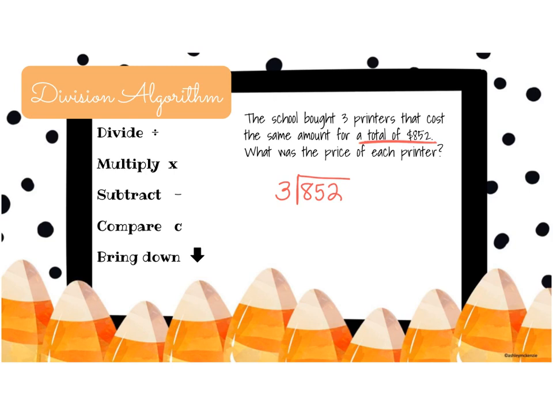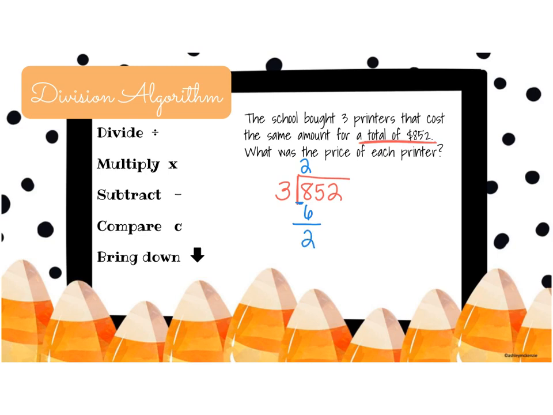Okay, so when I do something like this, I want to start one digit at a time. So I'm going to start with 3 into 8. Can 3 divide into 8? 2 times. So I put a 2 up there. This is where the multiplication part comes in. 3 times 2 is 6. Yep. 3 times 2 is 6. This is where I subtract. 8 minus 6 is 2.